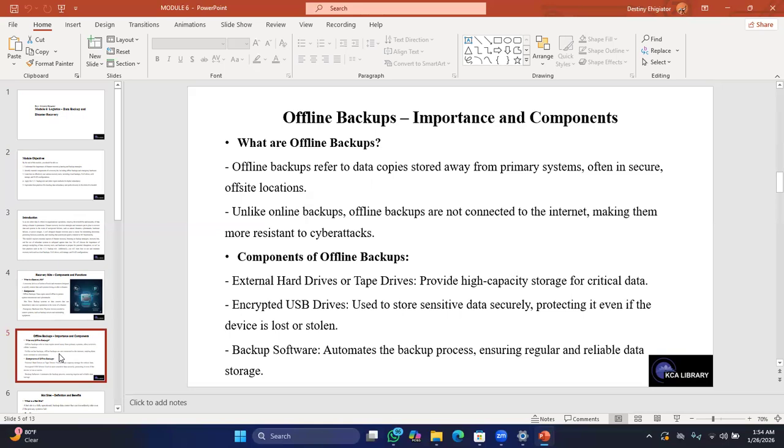What are some of the components here? We have external hard drives or tape drives. They provide high capacity storage for critical data. We have encrypted USB drives used to store sensitive data securely, protecting it even if the device is lost or stolen. Then we have backup software. It automates the backup process, ensuring regular and reliable data storage.